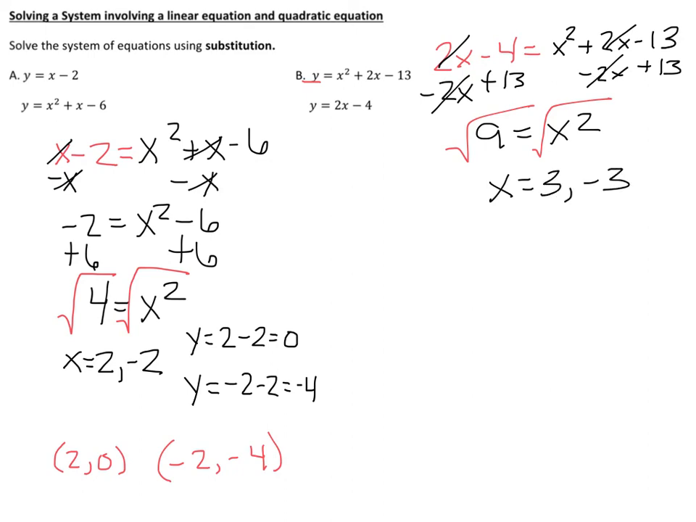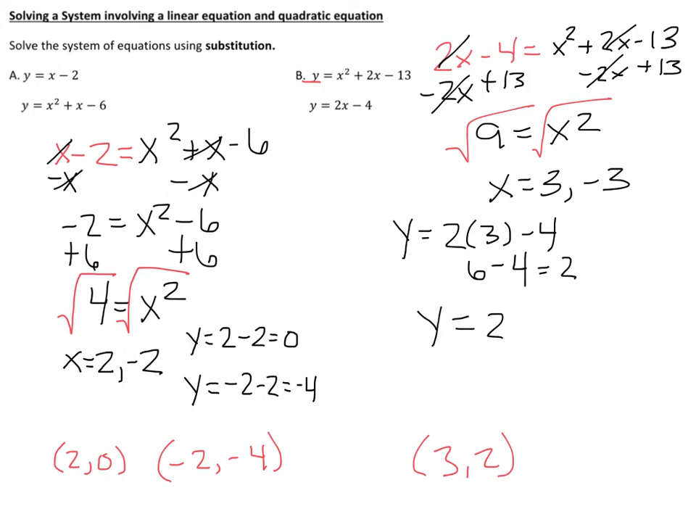So then I have to plug both of those values in. So for the first one, I'm going to have y equals 2 times 3 minus 4, which is 6 minus 4, which is 2. So my first value is 3 comma 2. And then secondly, I have to plug it in again. So I'm going to have y equals 2 times negative 3 minus 4, which is negative 6 minus 4, which equals negative 10. So my second value is going to be negative 3, negative 10.